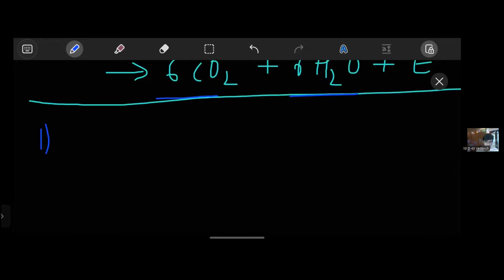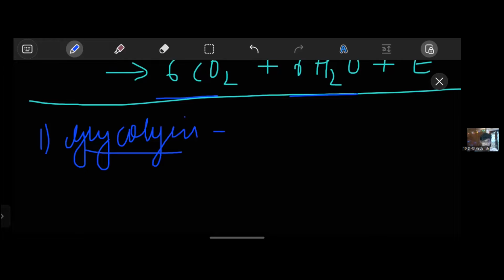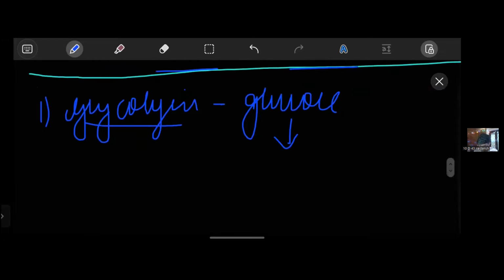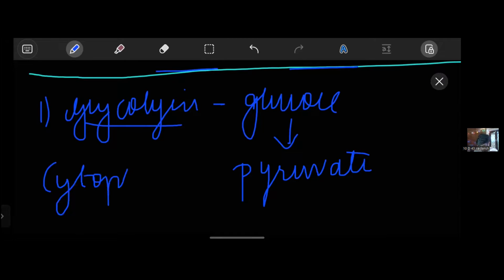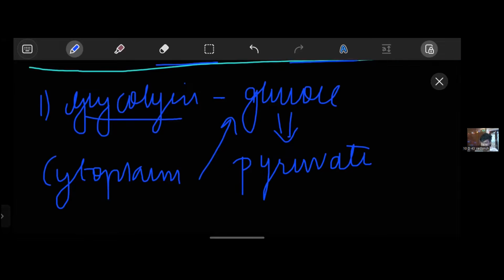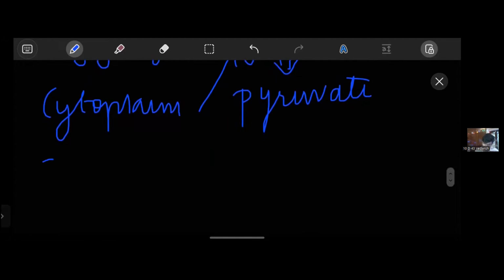First is, there are basically chemical steps. Okay, so first is glycolysis. Glycolysis mein kya hota hai? Glycolysis occurs in cytoplasm jab glucose ko convert kiya jata hai pyruvate. It occurs in cytoplasm when glucose is converted into pyruvate. Correct? Now, iske baad ek aur cycle aata hai, jisko we call it Krebs cycle.